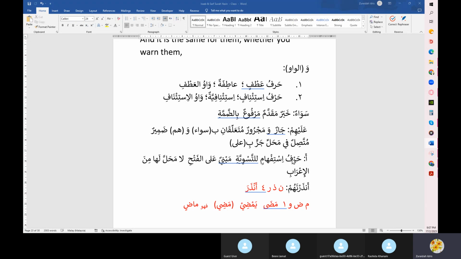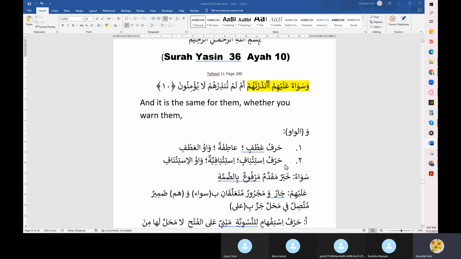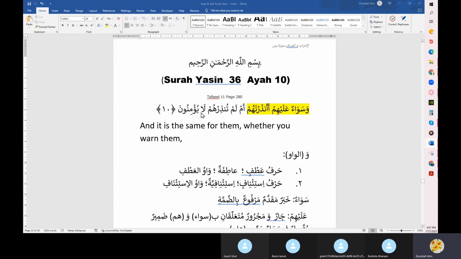And when we use this hamza, which is originally istifham, we still call it istifham, but istifham with a purpose, to make things equal. So we say harfu istifhamin litaswiyah. So when we use it like this, what we are basically saying is that whatever is here and here is the same. Sawa'un alayhim anzartahum. Here is translated as whether. And it is the same for them. Sawa'un alayhim is the same for them. Anzartahum is whether you warn them, and then today we'll do the rest.